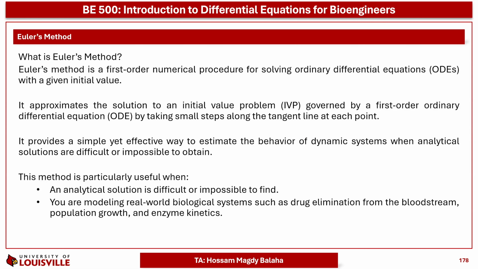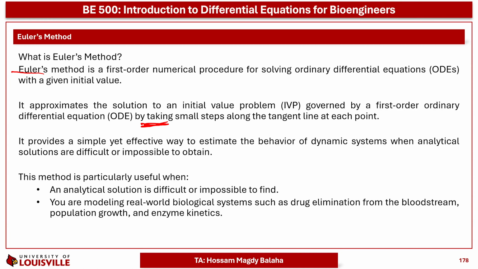So what is the Euler method? The Euler method is a first order numerical procedure that solves ordinary differential equations with a given initial value. The Euler method approximates the solution to an initial value problem, IVP, which is governed by a first order differential equation, by simply taking small steps along the tangent line at each point.